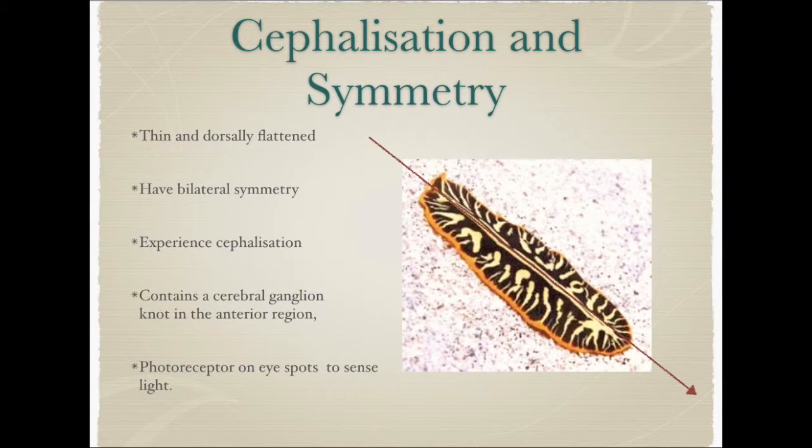Tiger flatworms are very thin and dorsally flattened. They have bilateral symmetry and experience cephalization. The polyclad contains a cerebral ganglion knot in the anterior region, in which all nerve signals are received. The flatworm has mechanoreceptors along the epidermis to analyze its environment, as well as photoreceptors on eye spots in the anterior region to sense light.